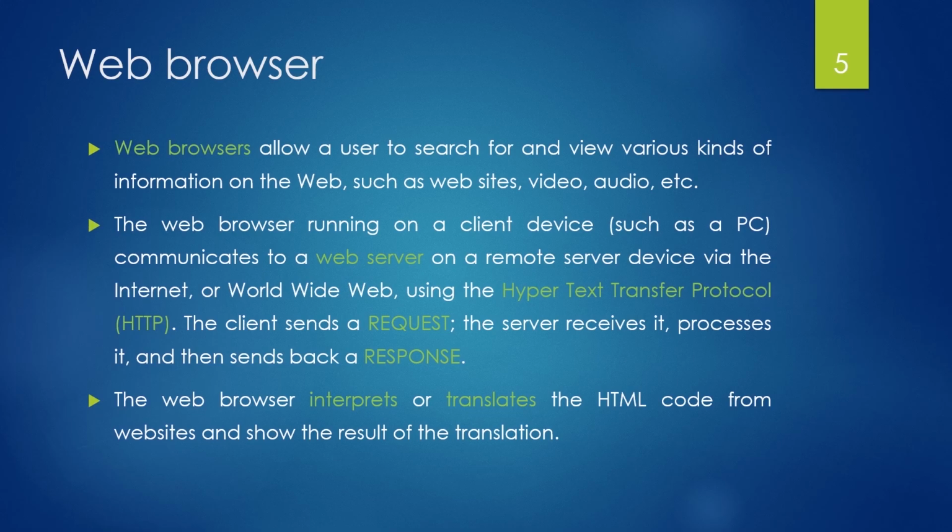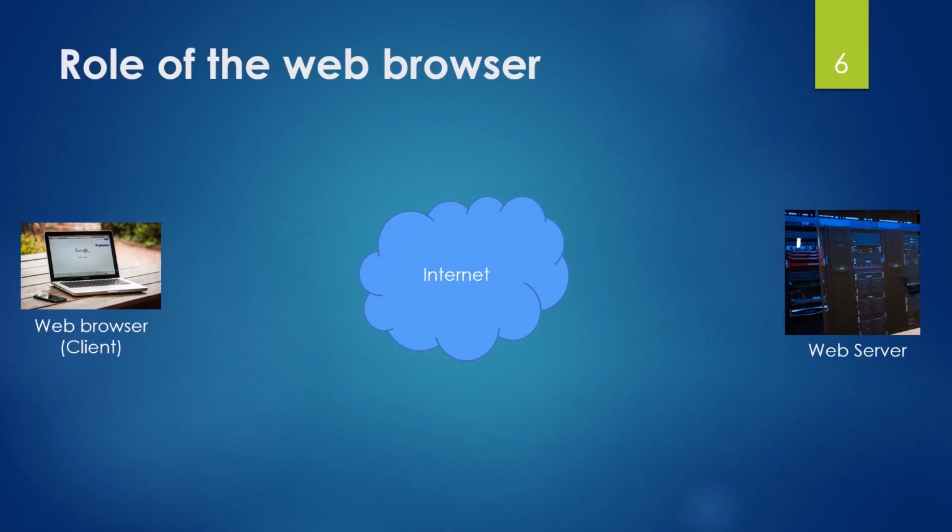The web browser will then interpret or translate the HTML code from the website and show the result of the translation. So the role of a web browser, as you can see, we have the web browser here, which is either on your mobile phone or on your laptop or your computer, your PC. We have the internet and we have the web server.